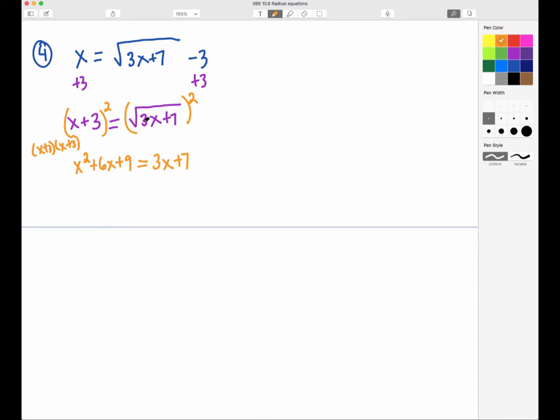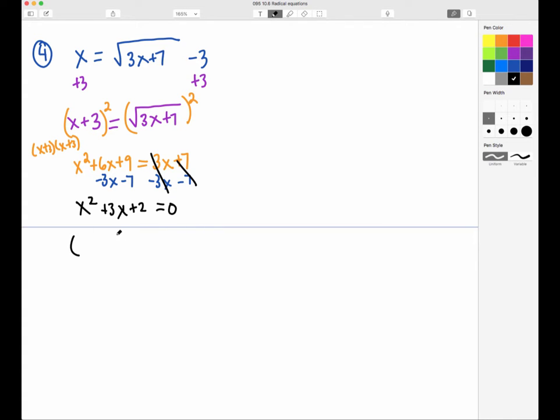All right, so what do we have here? We have a polynomial on the left side, a polynomial on the right side. The squared is the clue there to solve a quadratic. So I'm going to move all the terms to one side. Solving a quadratic means everything to one side and 0 on the other side. All right, so I am subtracting 3x and subtracting 7 from both sides. I'm going to simplify. X squared plus 3x plus 2, and that equals 0.